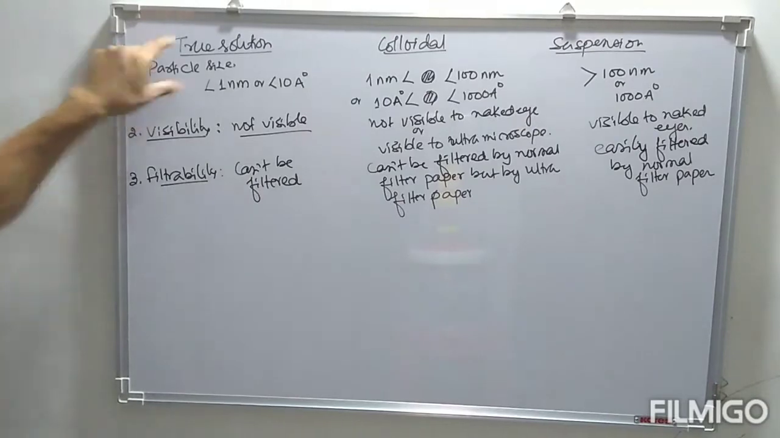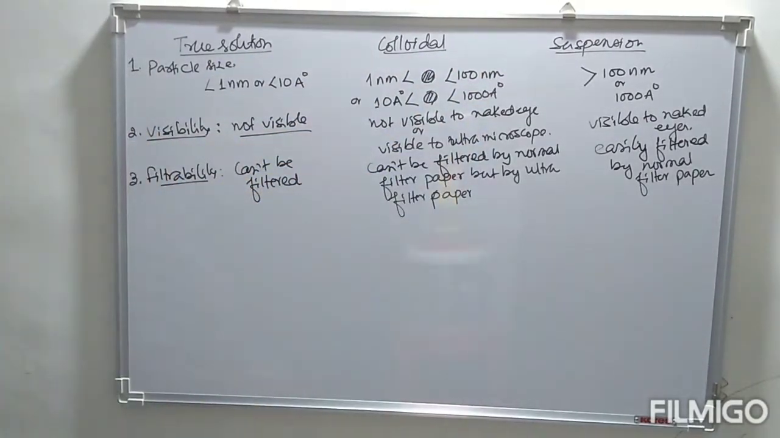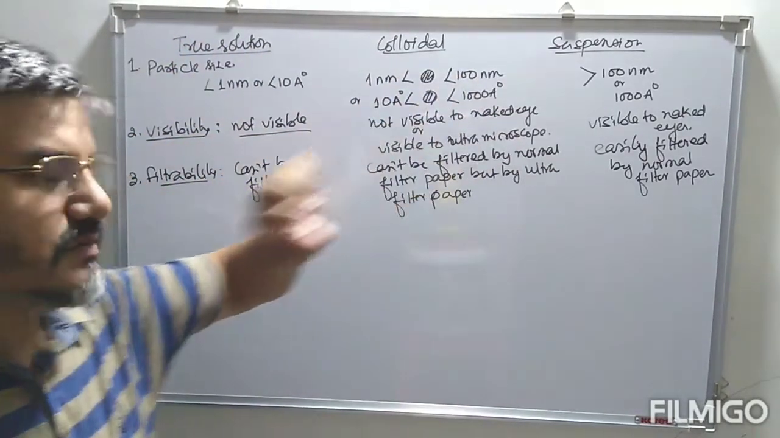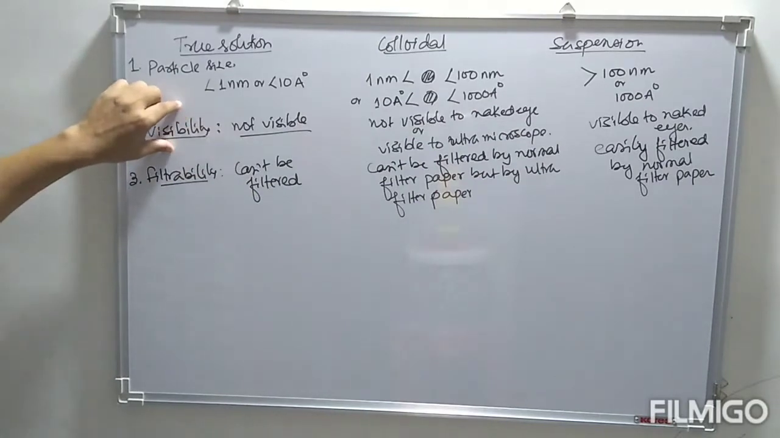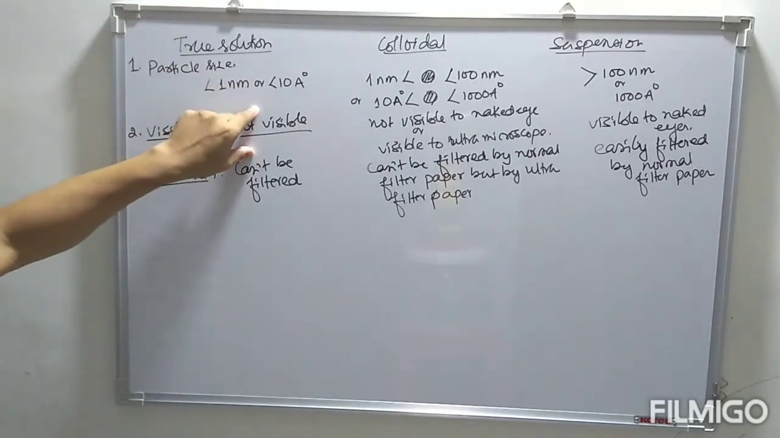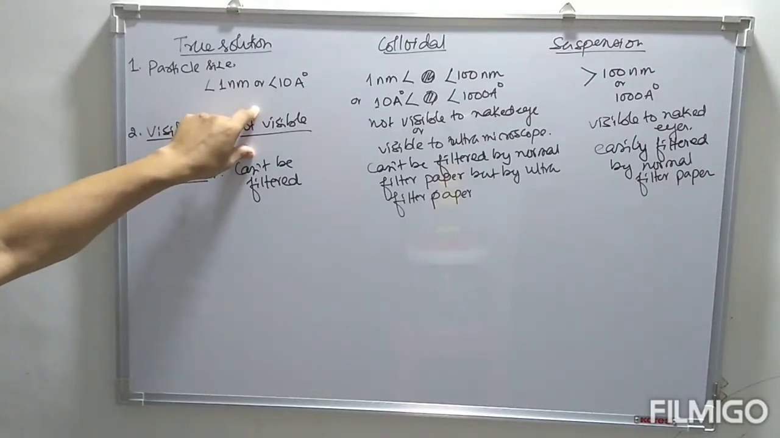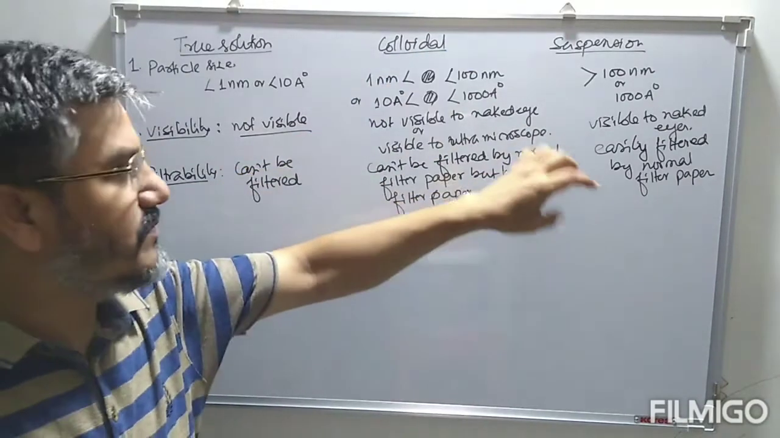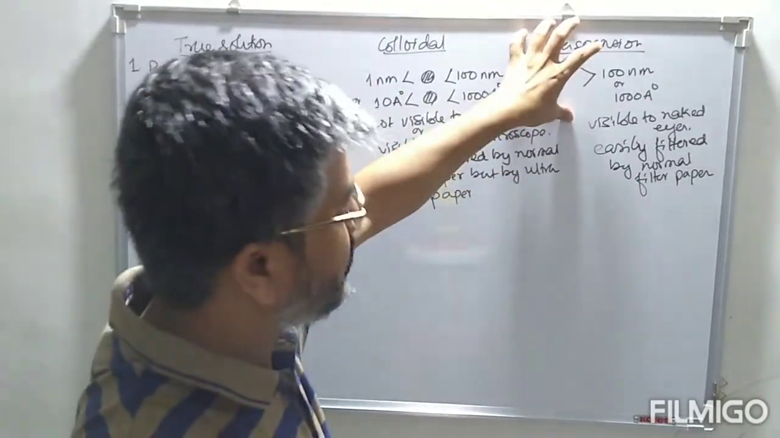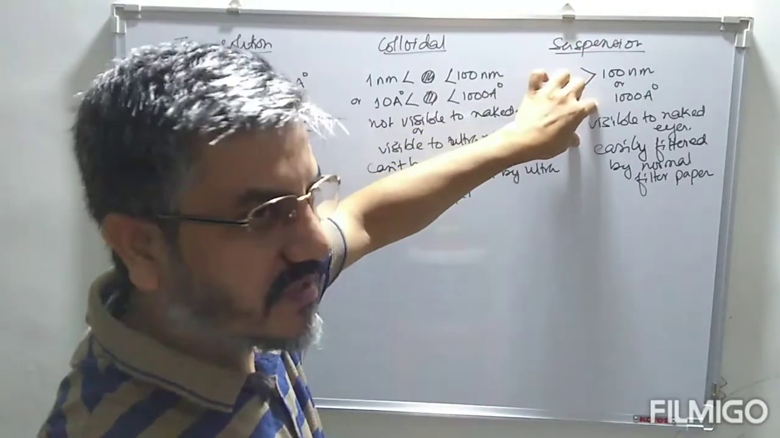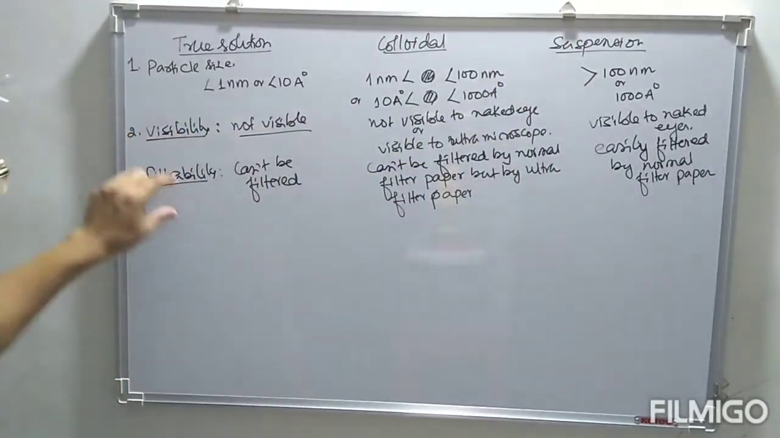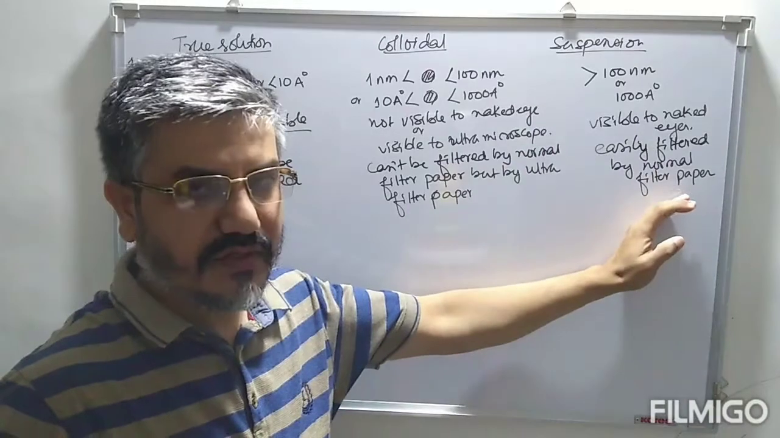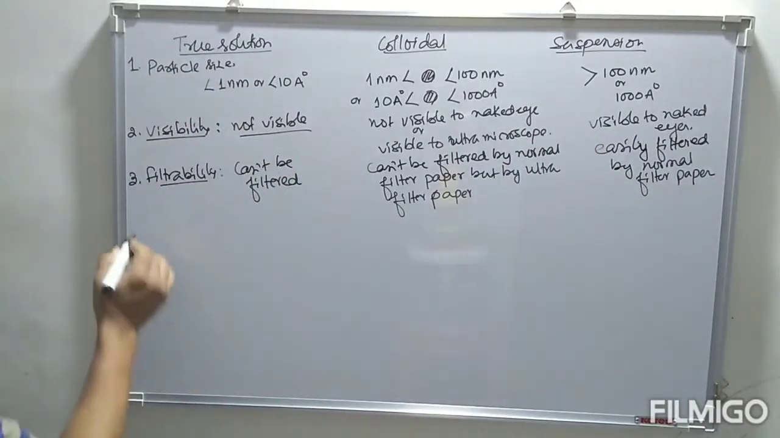So we have true solution, colloidal solution, suspension. Look at this, the particle sizes are different. In true solution, particles are not observable with naked eyes, even by ultramicroscope, whereas colloidal particles cannot be observed with naked eyes, but they can be observed by ultramicroscope. Suspension particles can be easily observed with naked eyes. Filterable: true solution cannot be filtered, colloidal can be filtered by ultrafilter paper, suspension can be easily filtered with normal filter paper.